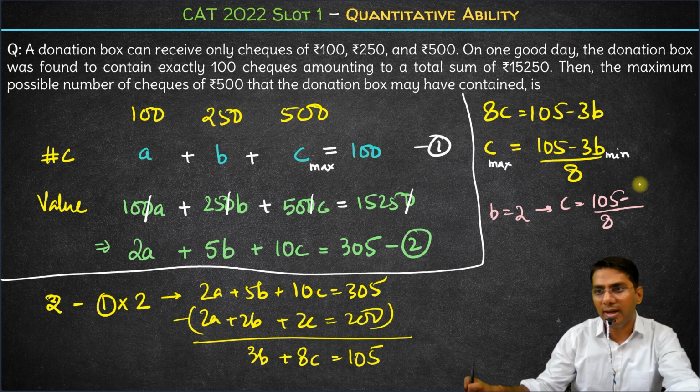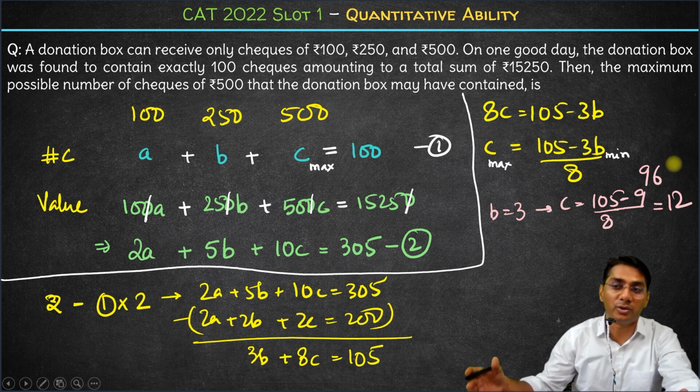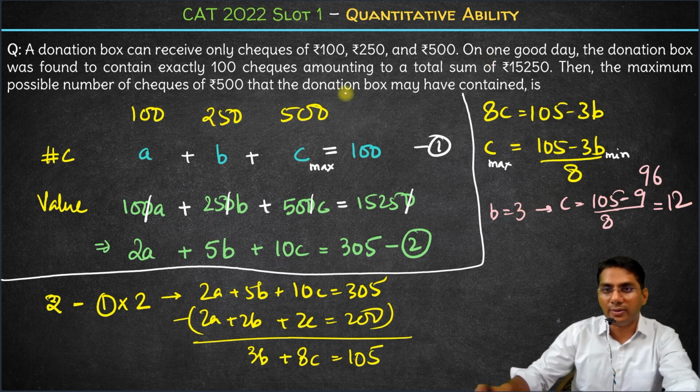So let's leave that. What if you take B equal to 3? If B is 3, this becomes 105 minus 9. 105 minus 9 is 96, and 96 by 8 is 12, which comes out to be an integer. Hence the maximum possible value of C is 12. So the maximum number of 500 rupee checks will be 12 here.